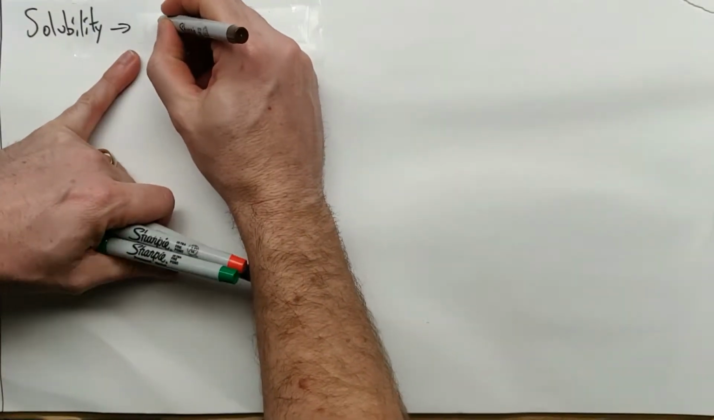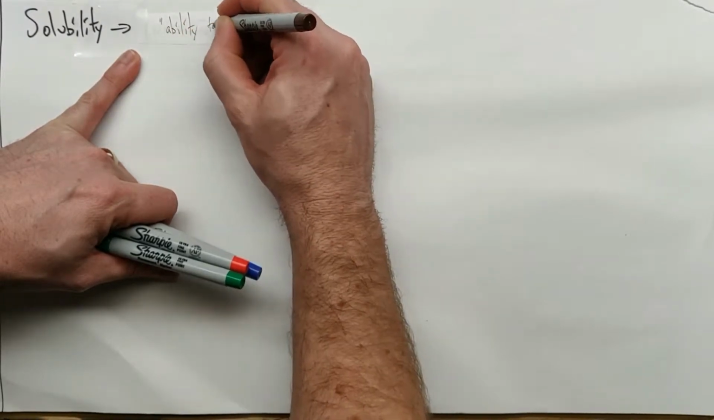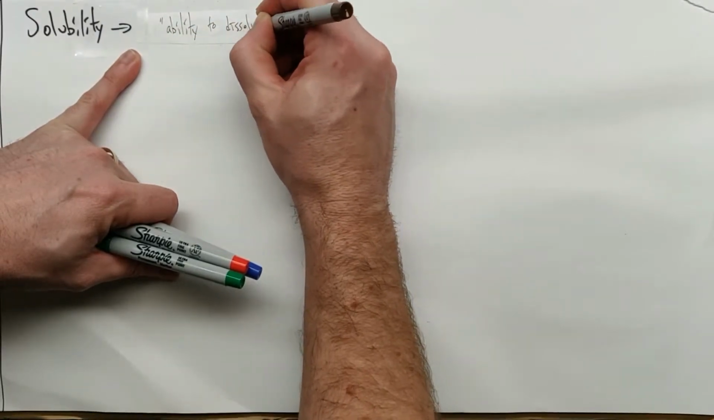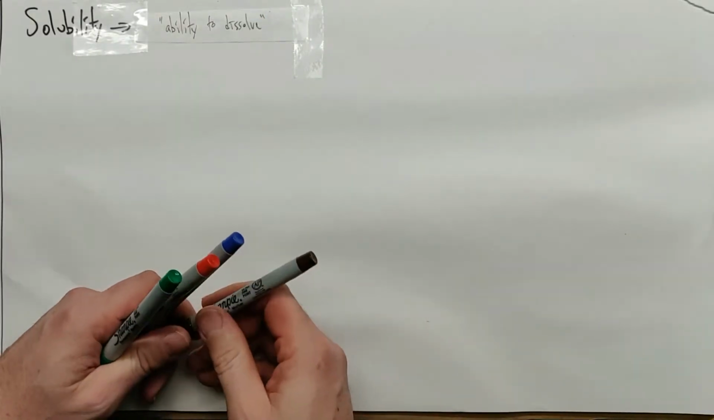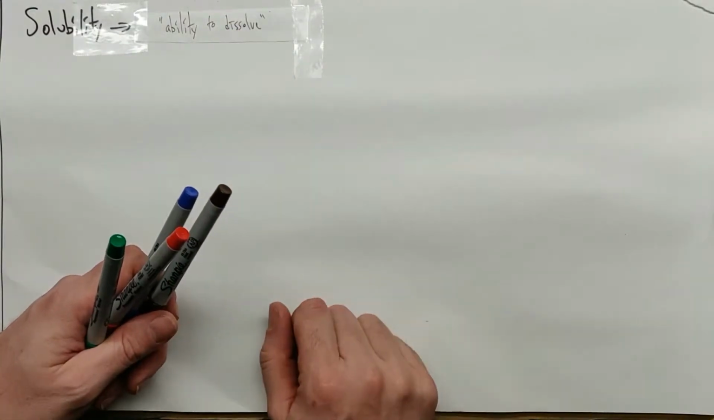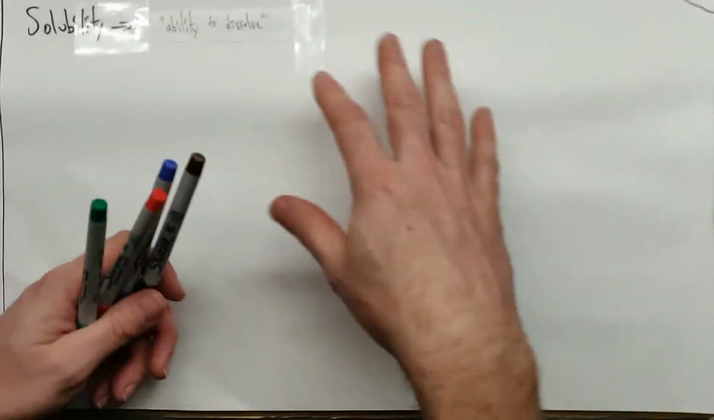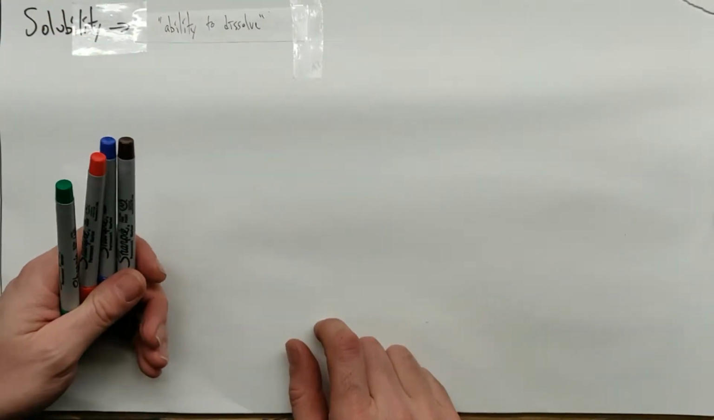Solubility, if we wanted a super cheap definition, we'd just say ability to dissolve. And I think it's worth having this discussion again now that we had previously, and that is the different levels, we'll say, of dissolving and the pictures that go along with it. And then we'll talk about what solubility means in the context of these equilibrium problems.